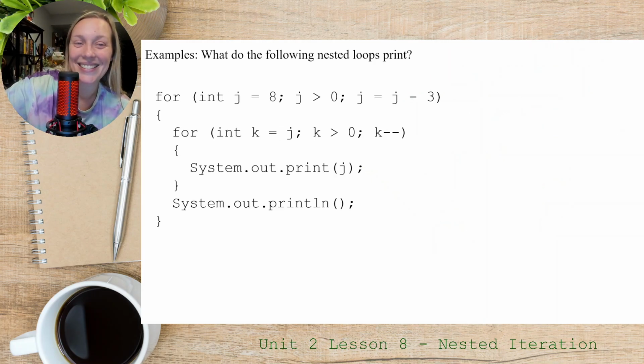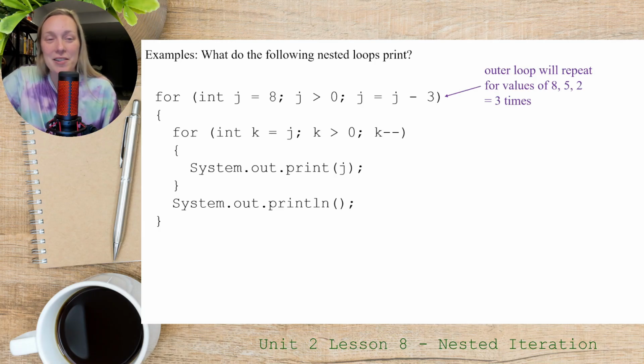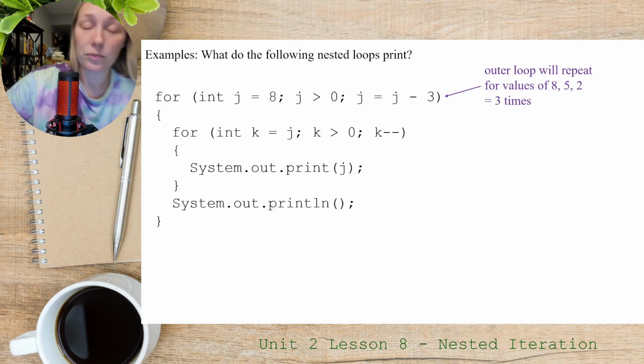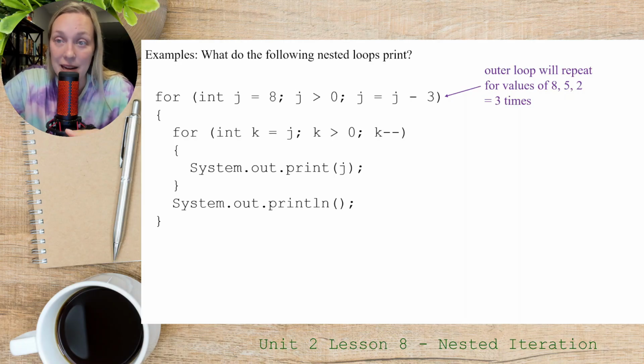Exciting stuff. All right, here's another one. If you wanted to pause, by the way, and try this on your own, see if you can get the pattern, what's printed off, go for it. I'm going to show you what this answer is. The outer loop starts at 8 and is going to repeat for the values of 8, 5, and 2. So it's going to repeat 3 times here, 8, 5, and 2.